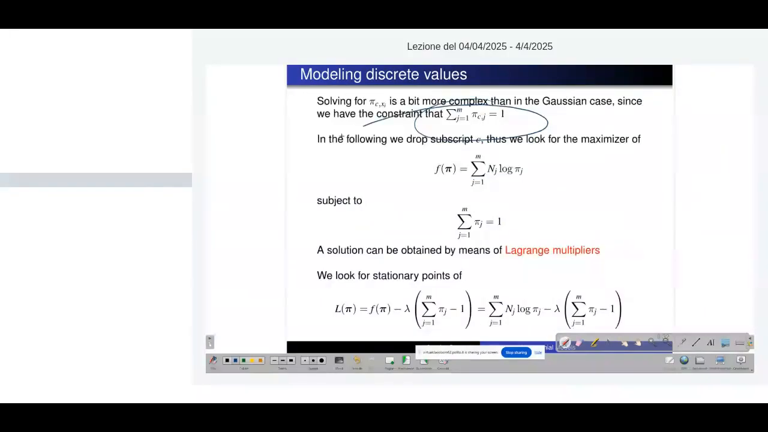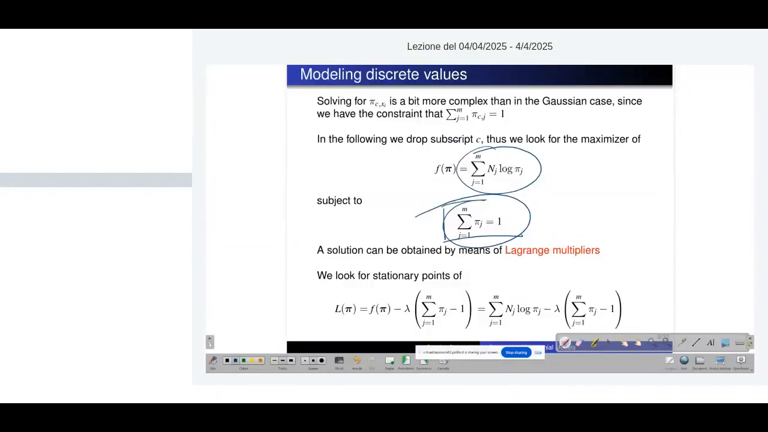In this case, we have a constraint. We have to optimize the expression subject to the fact that the sum of the pi j's, and here in the slides we also drop the class index, but again, if we are doing it for a class, we are considering this as the parameter of the class, but in the following we don't need to remember it's done for a class. We have to optimize this expression subject to the fact that the pi's must add up to 1.